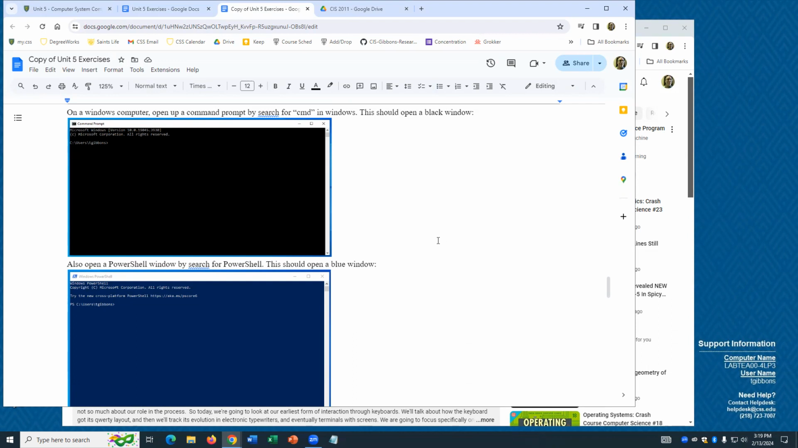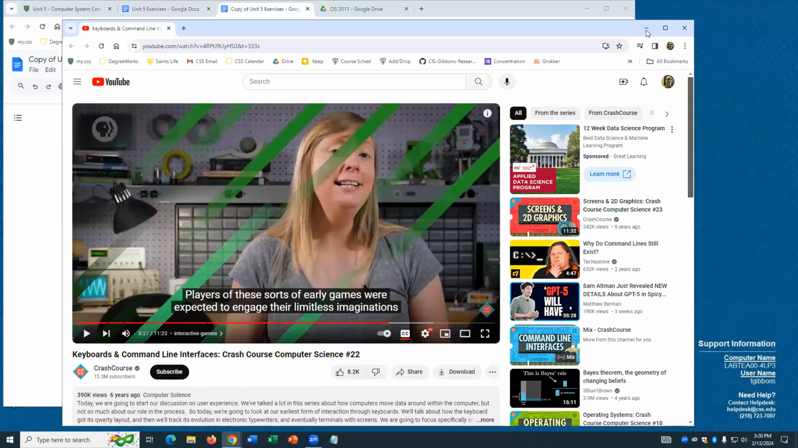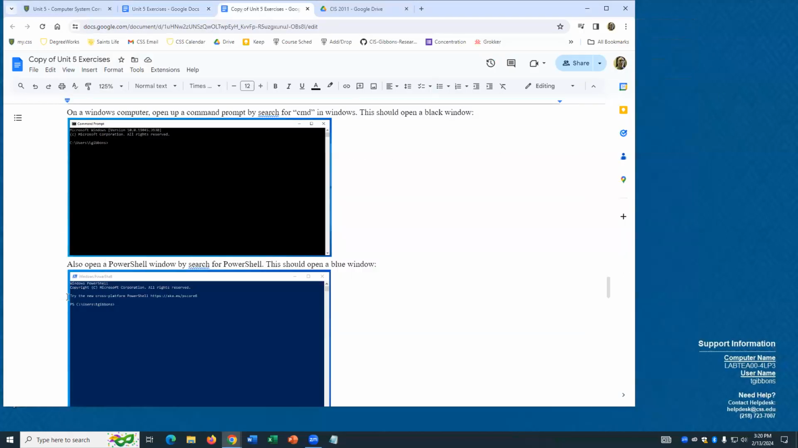So we'll be learning some command line interfaces in this class. Like Thursday we'll spend time learning the command line interface for your Raspberry Pi. But to start with, let's do the two that are on your computer here. So first is the DOS command. This is a very old version.